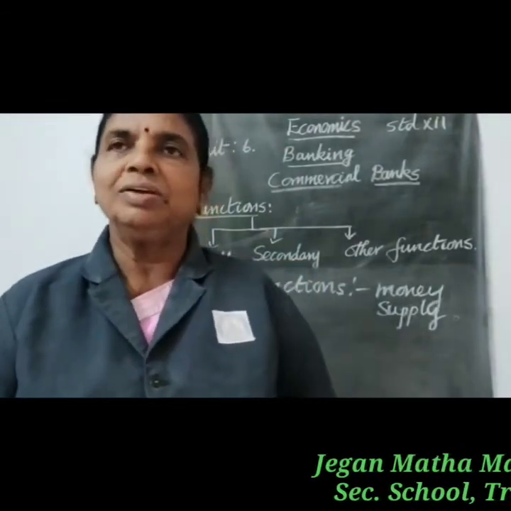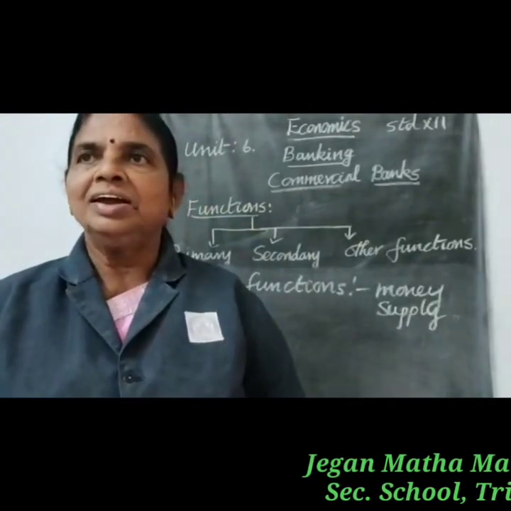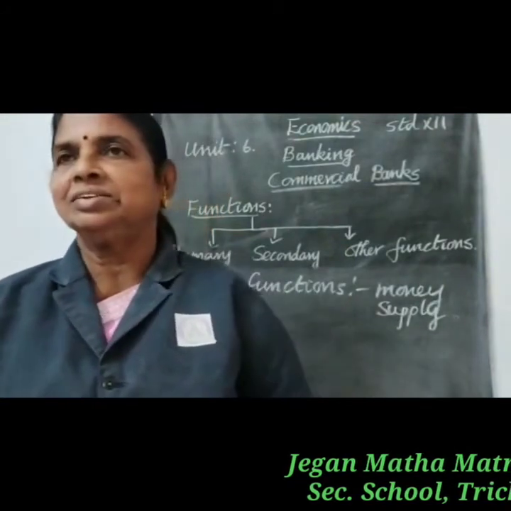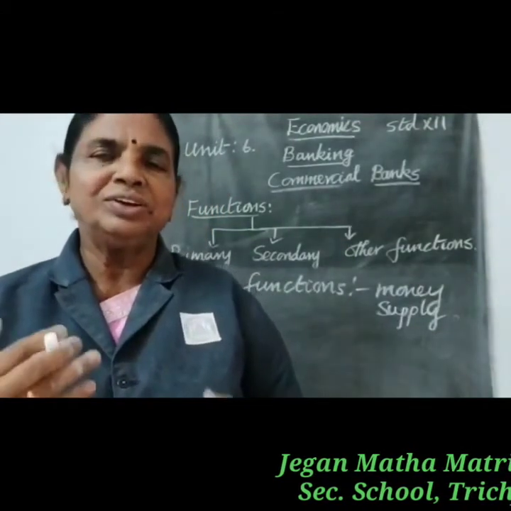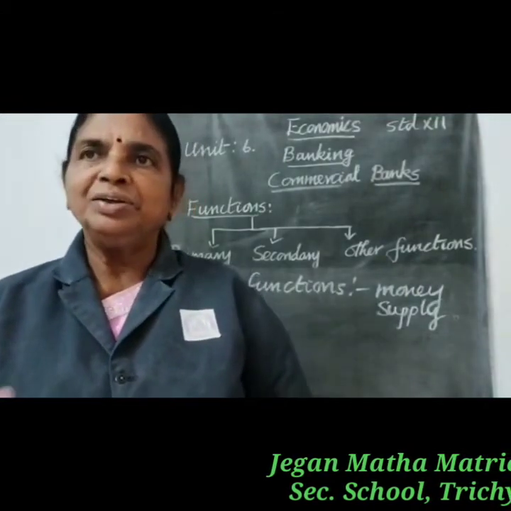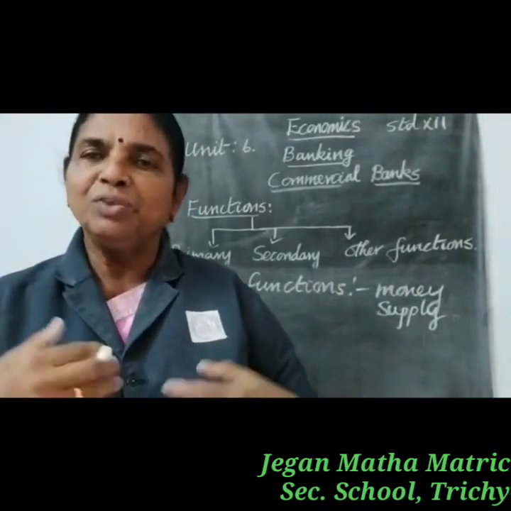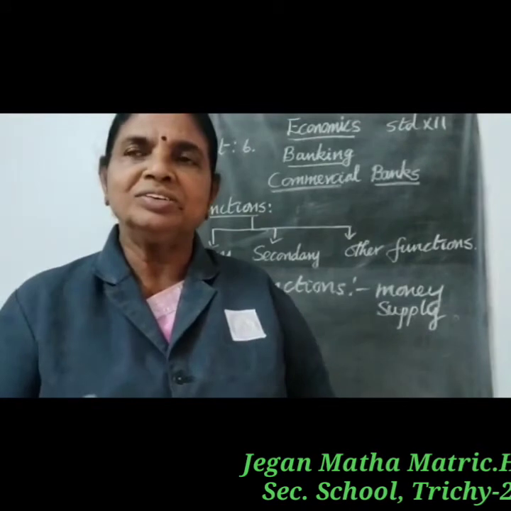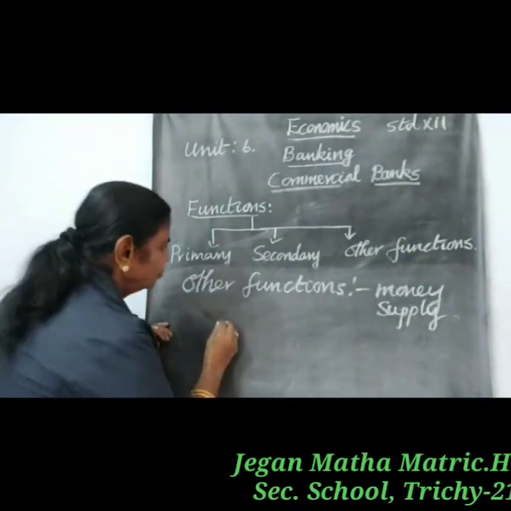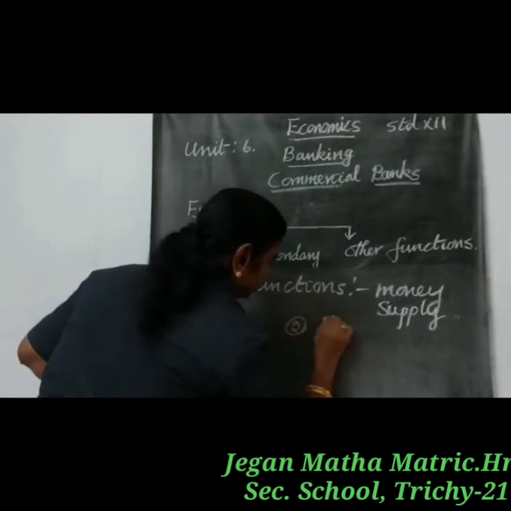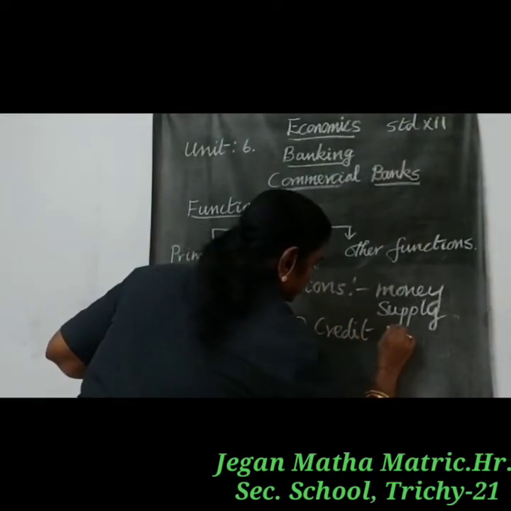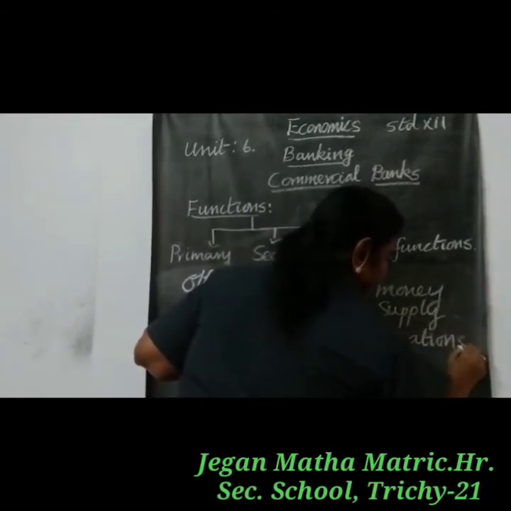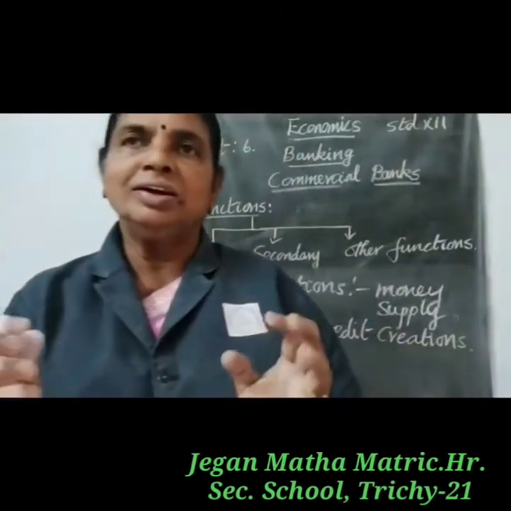And then the second point is credit creation. It means the multiplication of loans and advances. Banks receive deposits from the public and use these deposits to give loans to business people and also to individuals. This function is known as credit creation. So the first one is money supply and the second one is credit creation.